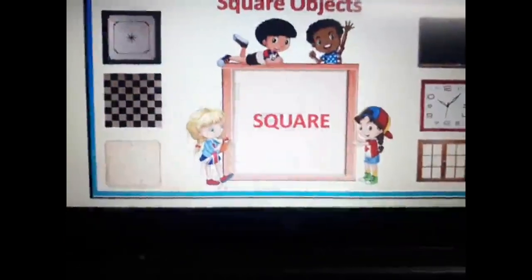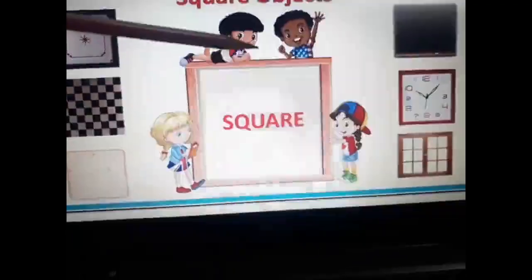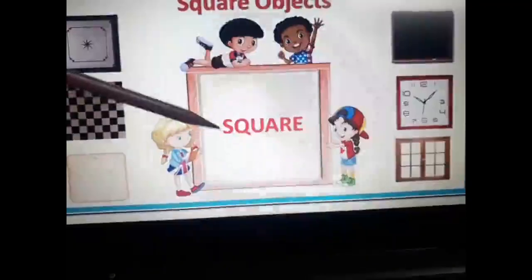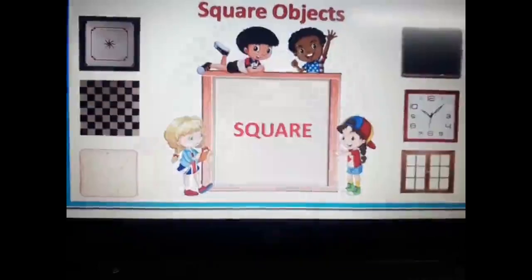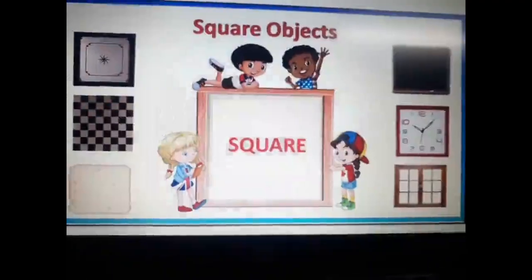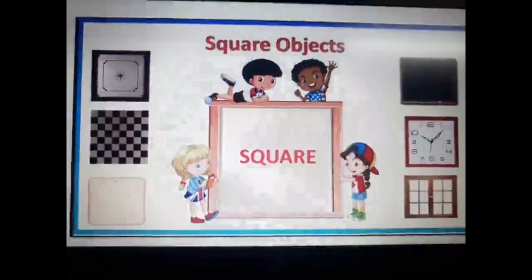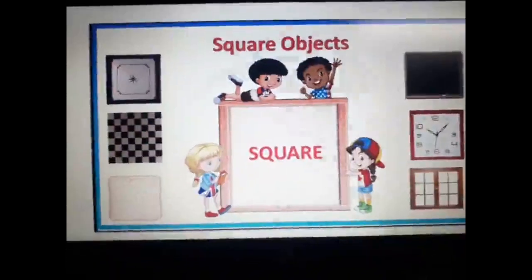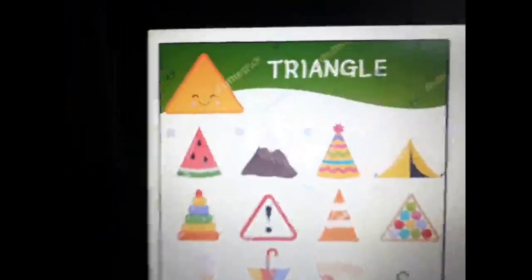Now how does a square shape look? It looks like this. It has 1, 2, 3, 4 equal sides. So the shape having 4 equal sides is a square shape. Yes, it is called a square shape. Okay, now let's see. Which is the next shape we have?